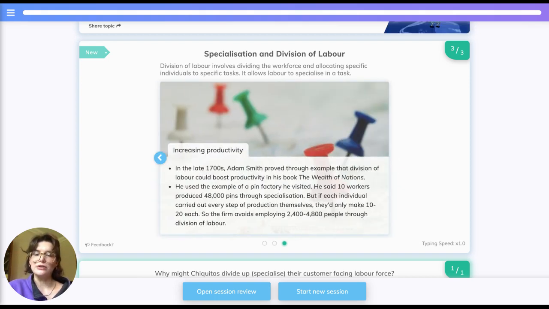In the late 1700s, a man called Adam Smith proved through example that the division of labour could boost productivity in his book called The Wealth of Nations. He used the example of a pin factory he visited. He said that 10 workers produced 48,000 pins through specialisation. However, if each individual carried out every step of production themselves, they'd only make 10 or 20 each. So the firm avoids employing 2,400 to 4,800 people just through dividing their labour.